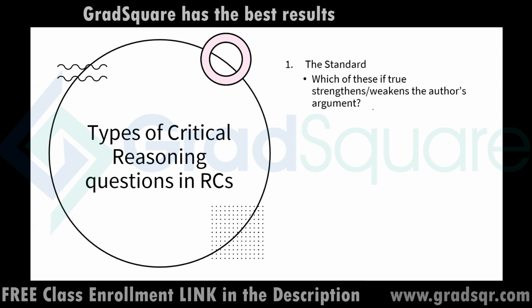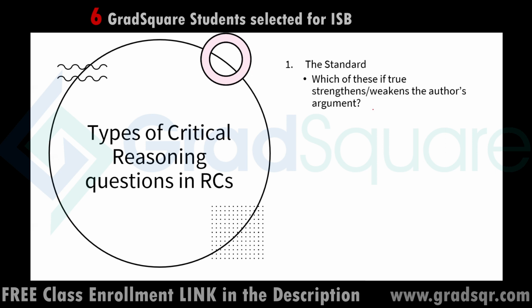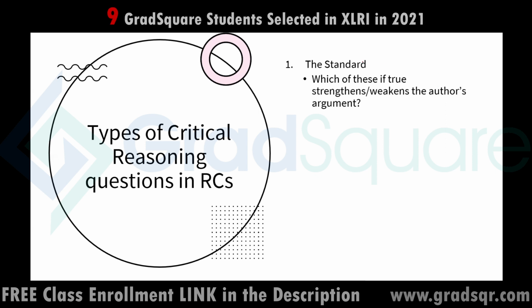And then assuming the options to be true, you have to see which of the options either helps you reach the same conclusion as that of the author or the opposite conclusion as that of the author. So the standard type of strengthening and weakening questions is going to be the easy critical reasoning questions in reading comprehensions.